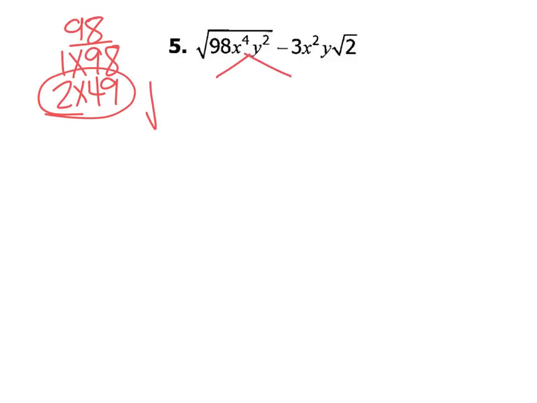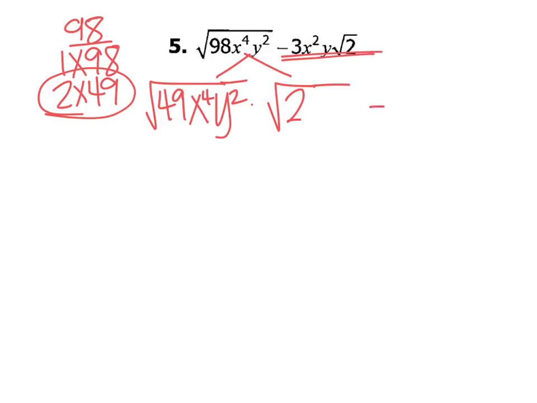49 is a perfect square, so there's our factors that we want. Break it down into what we can take the square root of times what we can't take the square root of. We can take the square root of 49, can't take the square root of 2. X to the fourth, 4 is a multiple of 2, so we can take the square root of it. Y to the second, 2 is a multiple of 2, so we can take the square root of it. Then we want to be sure to bring down our other side. Don't forget to bring it down. So 3x squared, y, rad 2.